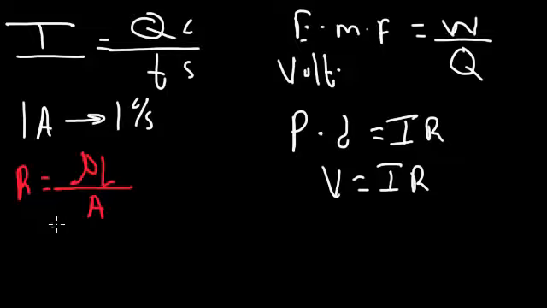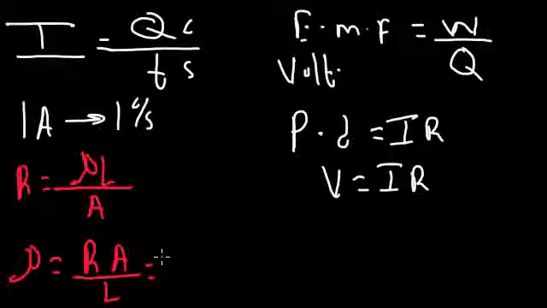Now sometimes you might be required to find the value of rho. Rho means resistivity. Isolating rho, we have it equal to the resistance multiplied by the area divided by the length.